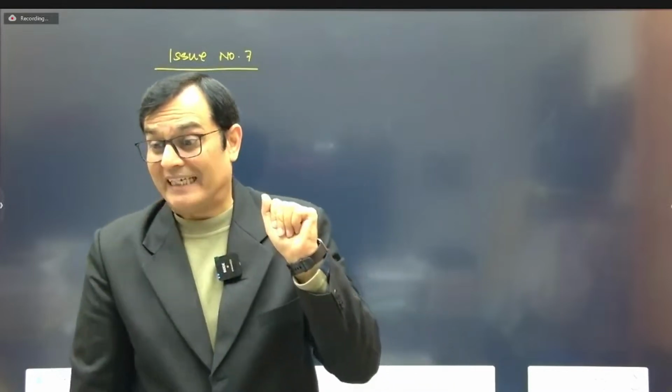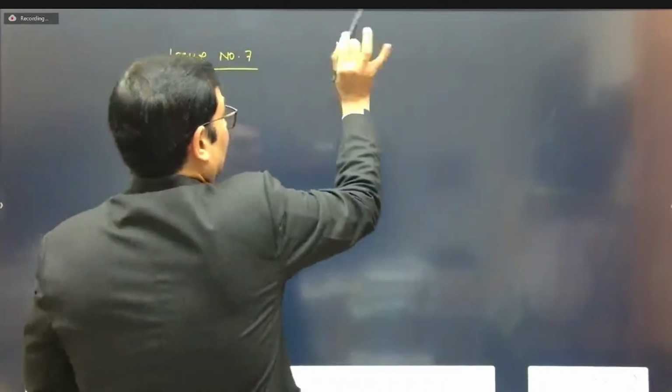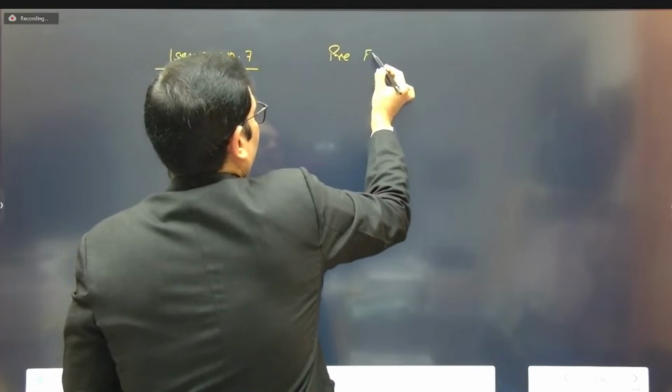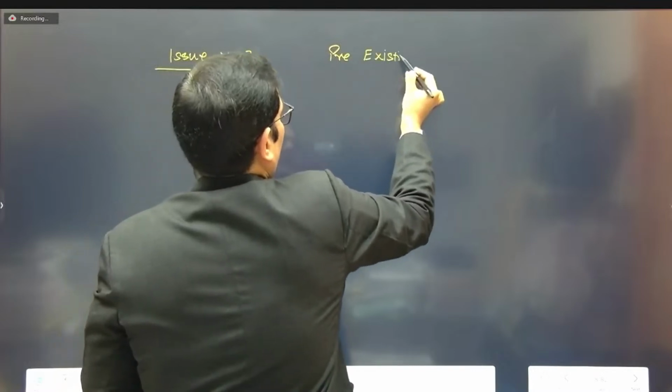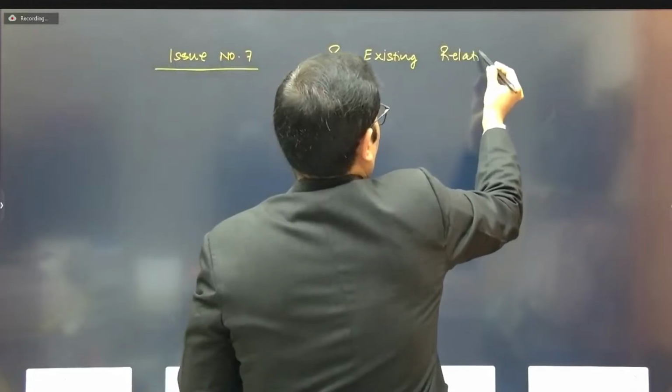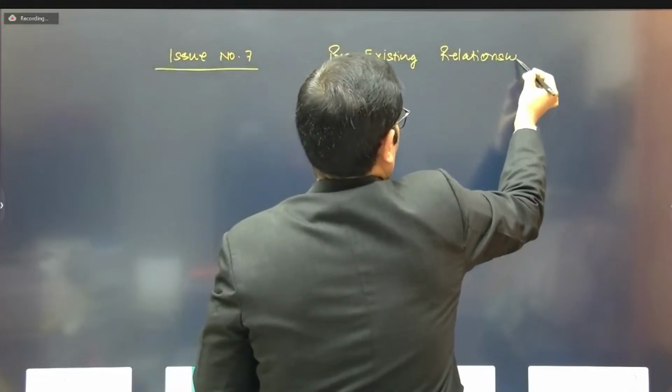Okay, we got some good scores coming in: 9.5, then 7, then 10, then 9 and 9. Wow, that's very encouraging indeed. Super. Okay, so now let's begin with issue number 7, the last issue in PC. And we are looking at a pre-existing relationship.